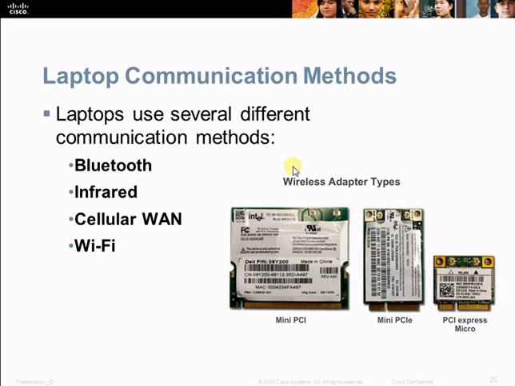Infrared was a direct short range, usually connecting two devices in almost like a peer-to-peer network, not used so much because it has to be direct line of sight. Cellular WAN allows us to connect to the internet when we're outside of our Wi-Fi range, and our Wi-Fi range is what's going to extend our local network.